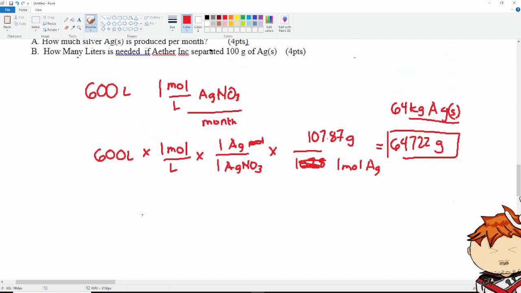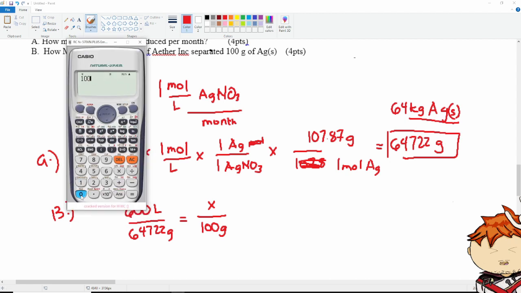Well, that's ratio and proportion, right? If 600 liters is to 64,722 grams, then what is 100 grams to X, or to that liter, right? So 100 times 600 divided by 64,722.